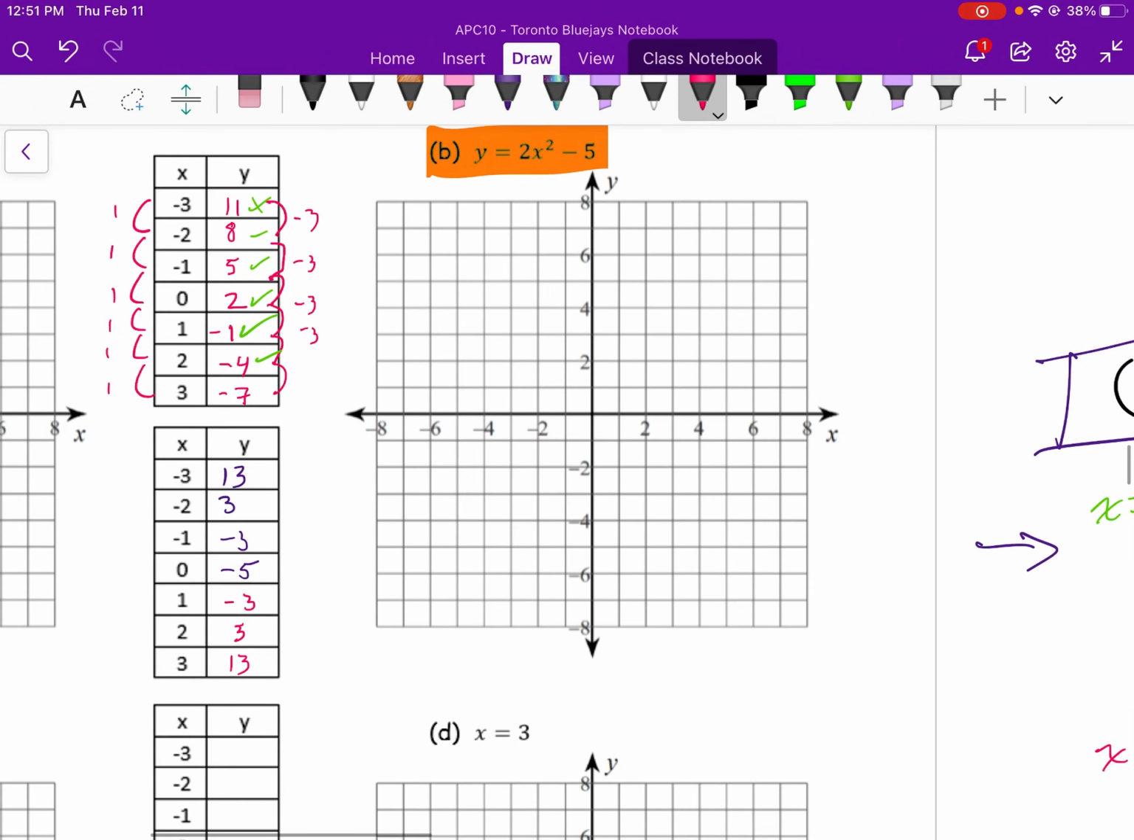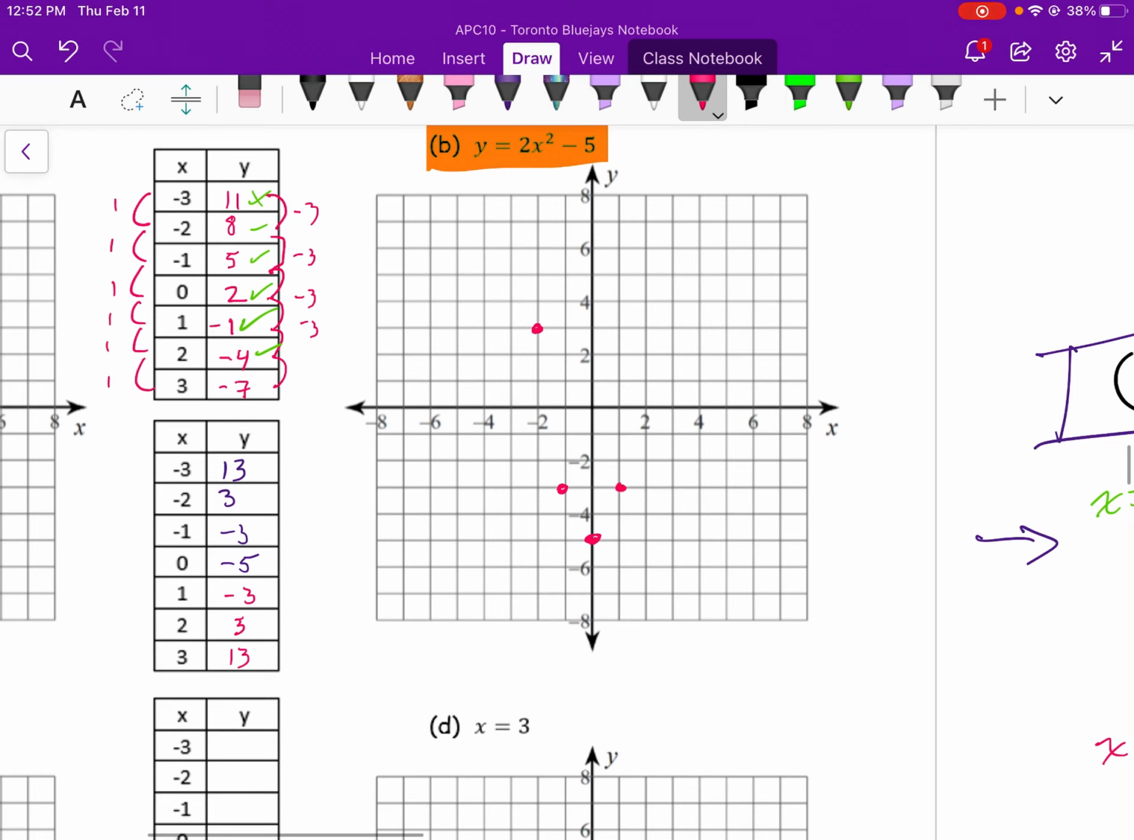If I graph this, I'll start off with -3, 13. So here's -3, and y is 13. In fact, that's off the graph, so I'm not going to graph that. -2, 3. So -2, 3 is a point. -1, -3. So -1, -3. 0, -5. And then we end up with 1, -3. 2, 3, and that's what we have.